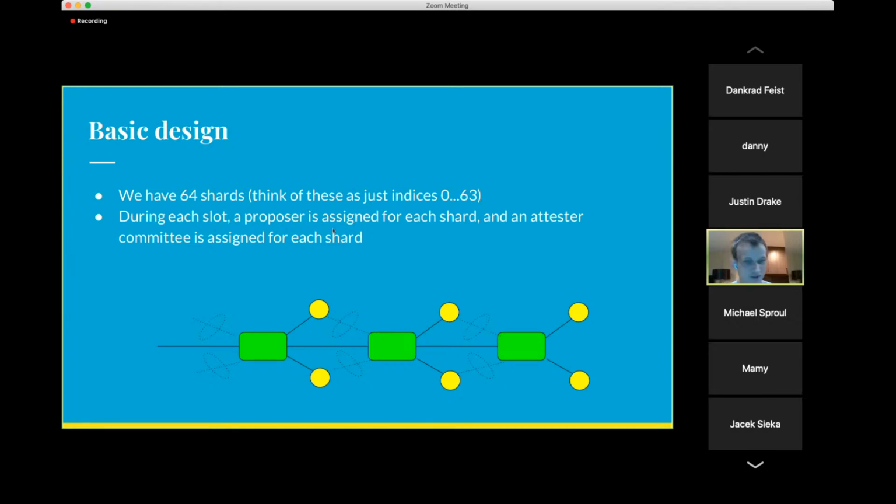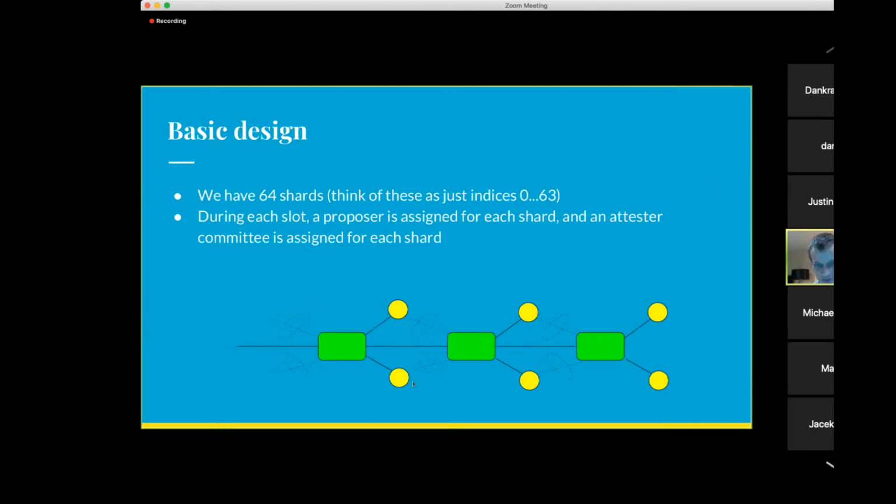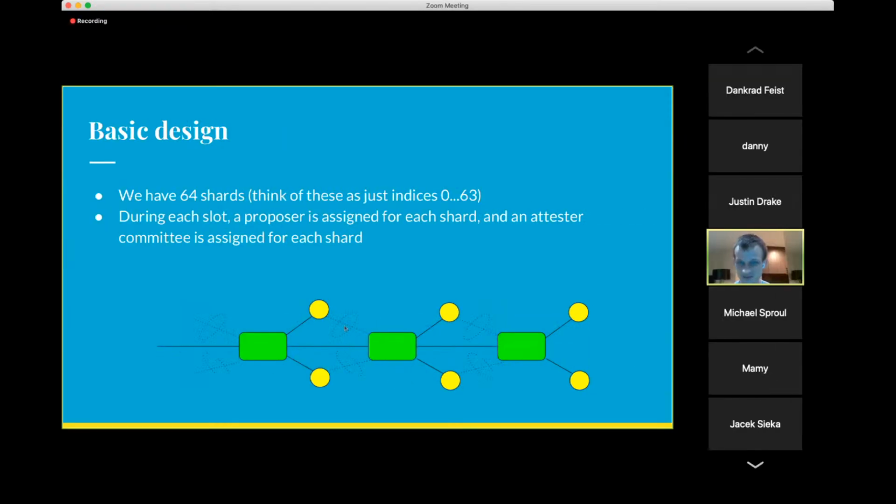During each slot, for every shard, so for every index from 0 to 63, a proposer gets assigned. The proposer has the right to create the shard block for that shard at that slot, and an attester committee is assigned. So the set of validators that are attesting at a particular slot are themselves split into 64 groups and randomly assigned to these different shards. If there are not enough validators, then the number of shards that actually get a block during a slot gets reduced, but that's a detail. Don't need to think about that for now.